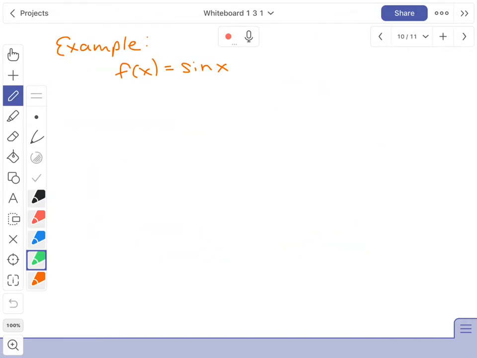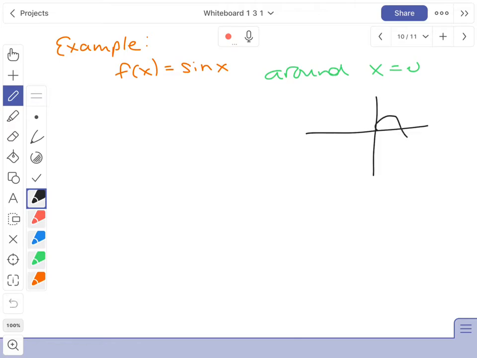So one more example. Sine of x, that's a curve, right? So let's look around x equals 0. Around x equals 0, we obviously know what it looks like, and we can evaluate some stuff here. Like we have the sine function, right? So we know it looks something like that, but what's happening just right here?